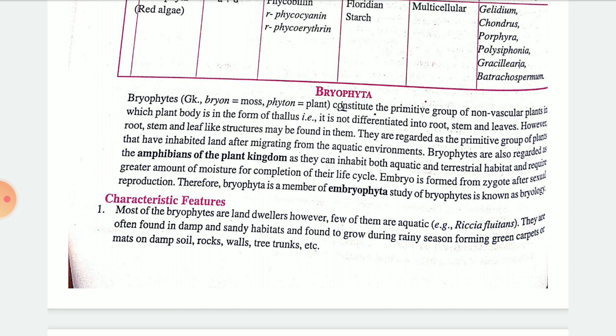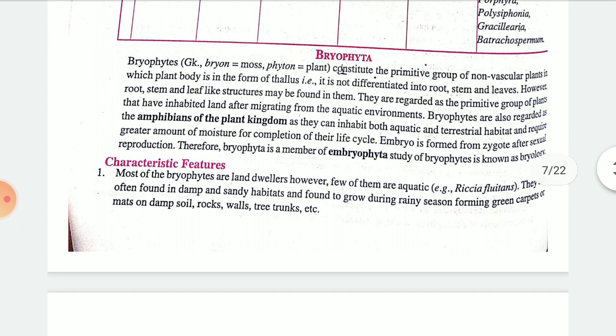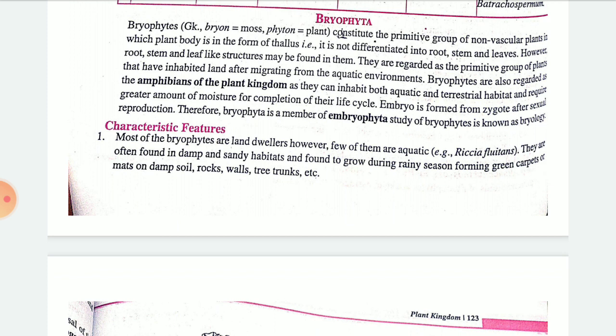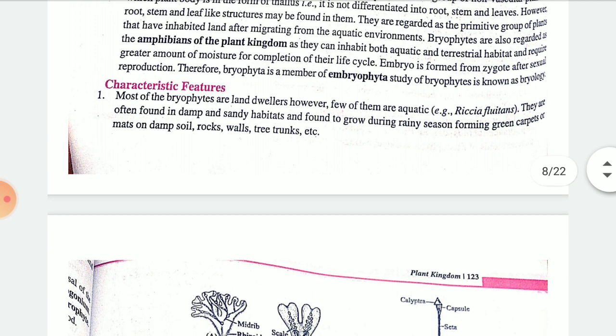Bryophyta is also known as the amphibian of the plant kingdom. The word bryophyta is derived from a Greek word. Bryon means small, phyton means plant, and it is a very primitive type of non-vascular plant. It is thallus-like, with no differentiated root, stem and leaves. They are regarded as a primitive group of plants. They generally migrate in both terrestrial as well as aquatic regions. That's why they are called the amphibians of the plant kingdom.